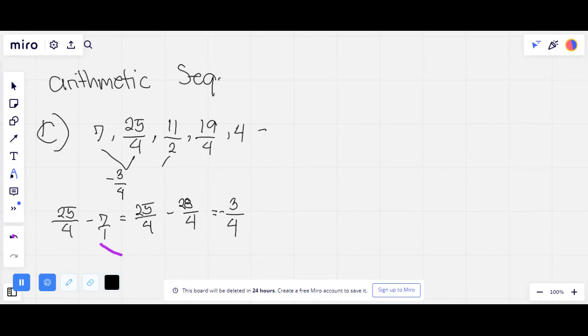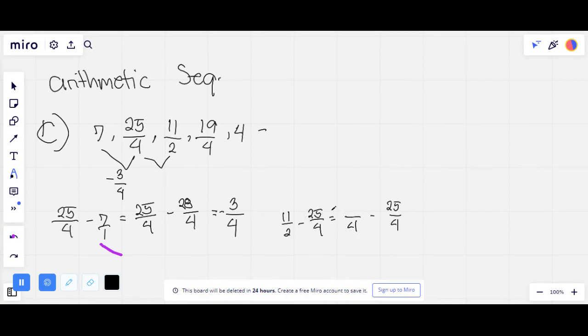Now let's subtract 11 over 2 minus 25 over 4. They don't have the same denominator, so get the LCD. The LCD of 2 and 4 is 4. Then for 25 over 4, just copy 25 because they have the same denominator of 4. The only one that changes is the 11 over 2.